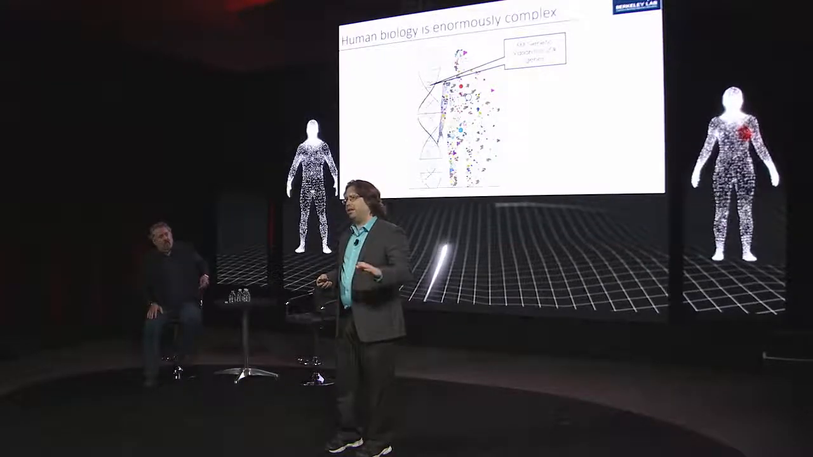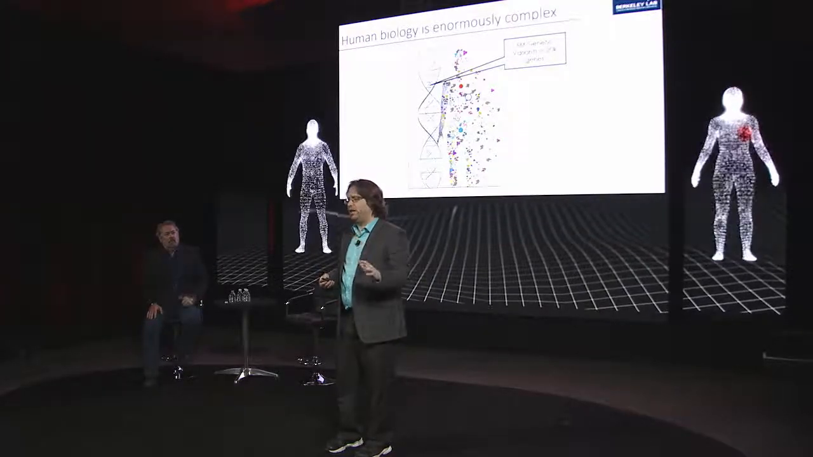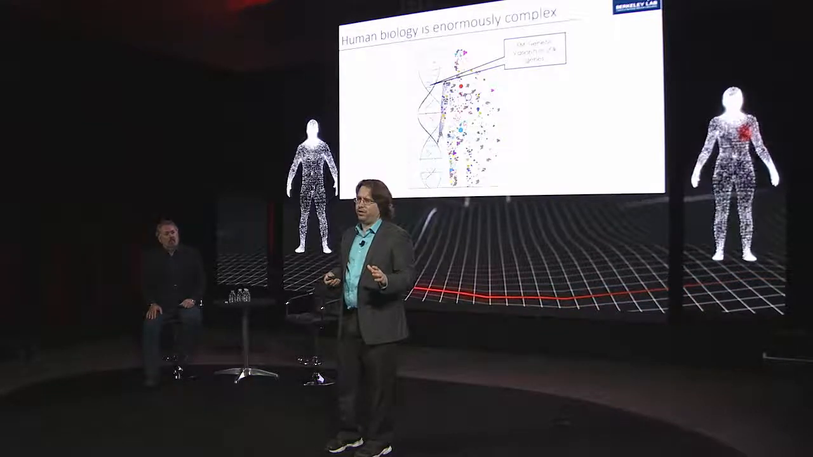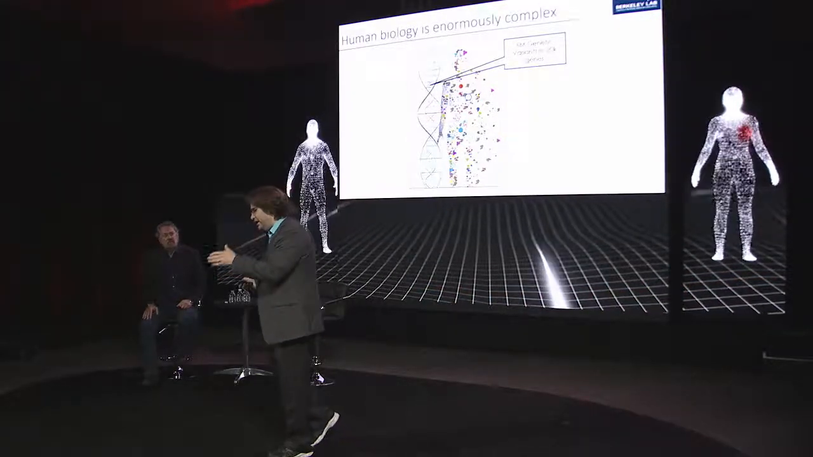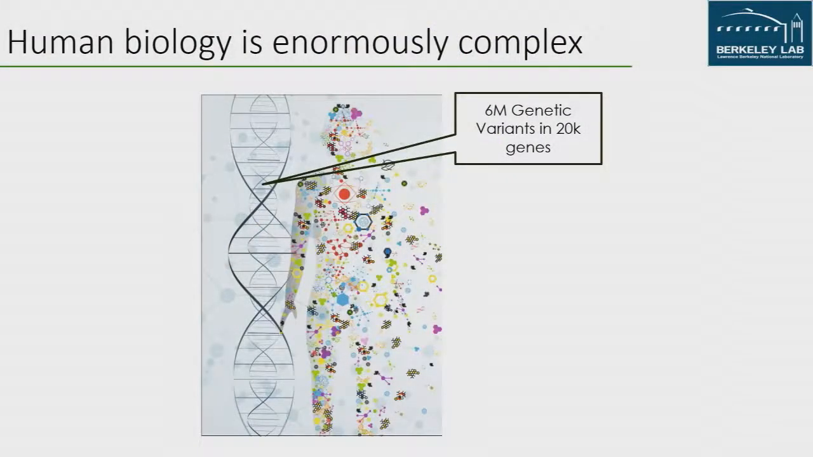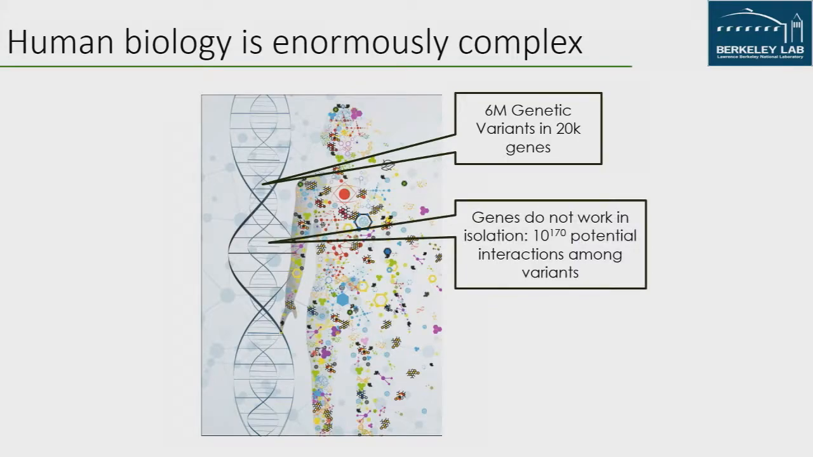common throughout the human population are at least 6 million genetic variants that occur in 20,000 genes. And even if these variants had individual effects, so that they just operated one at a time regardless of what other genes were doing, that would be a big problem. But of course, genes don't work in isolation.